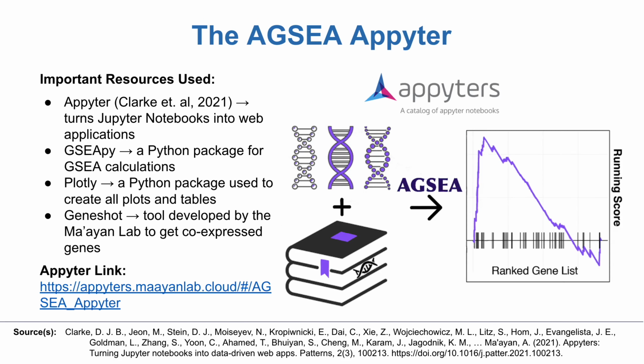In this presentation, I will introduce the AGSEA Appyter, which performs and visualizes the standard GSEA as a web application, but also has an augmented feature that highlights novel genes that are potentially missing from the prior knowledge gene set and are also relevant to the input signature.